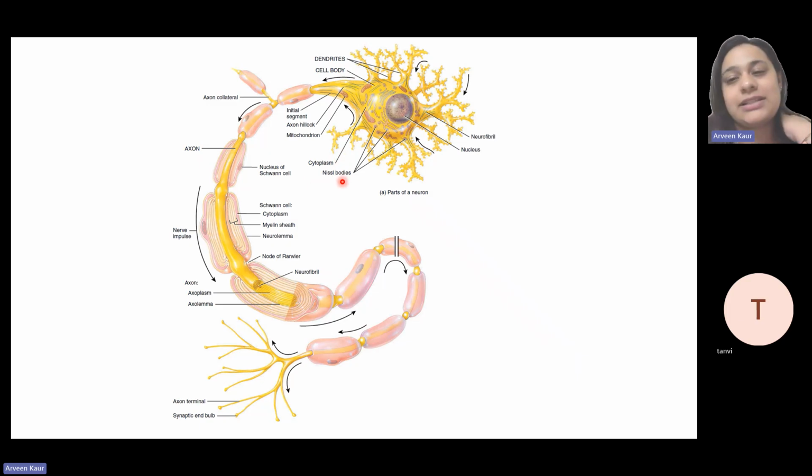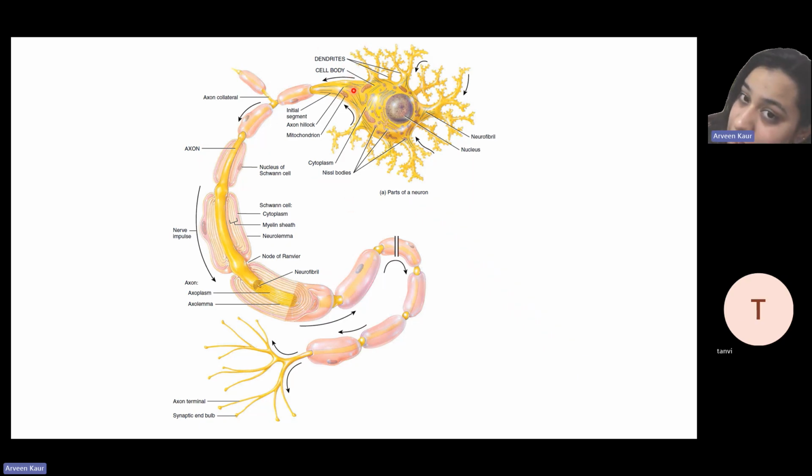Right? What are Nissl bodies? They are basically rough ER granules or clusters, right? So it is an area of active protein synthesis. Highly active protein synthesis, right?